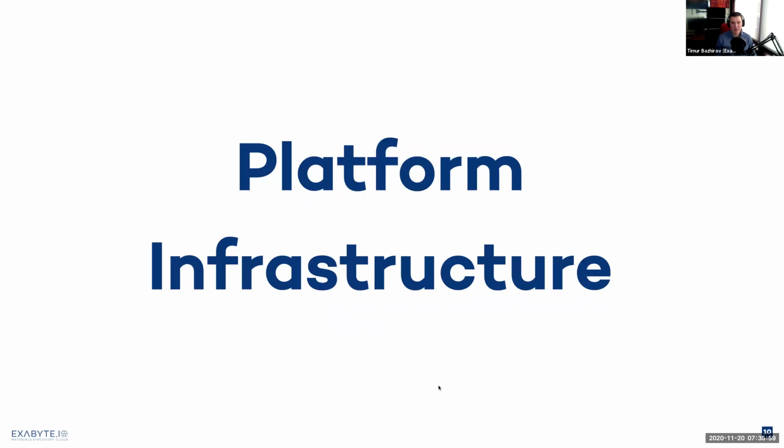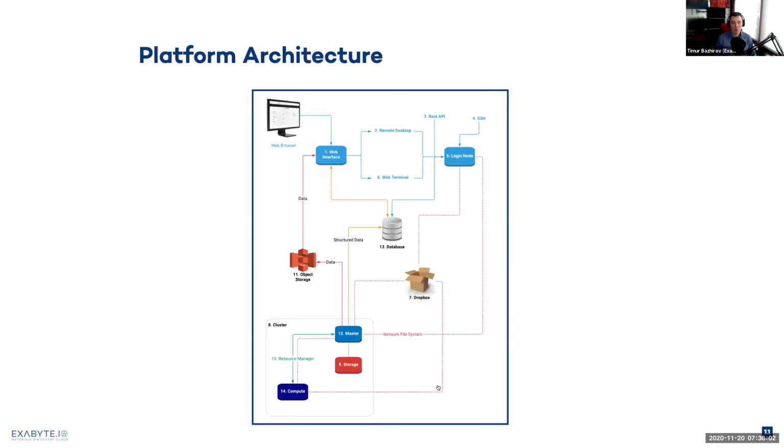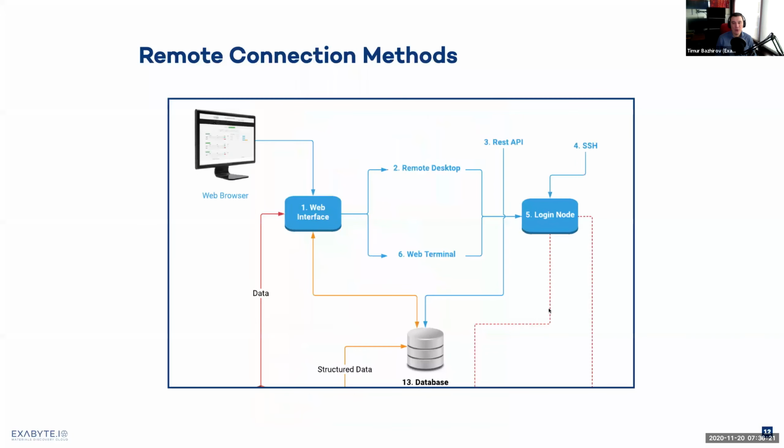All right, so let's speak about the platform infrastructure and see what components we have today. So here is the picture of the platform architecture. It includes multiple components, including things like the web application, the web browser that the user connects to the platform with, the computational cluster, the database, the object storage. The important part that is facing the user is here at the top. And as we can see, there are multiple ways to connect to the platform, including the web interface and including the login node to which the alternative connection methods are connecting.